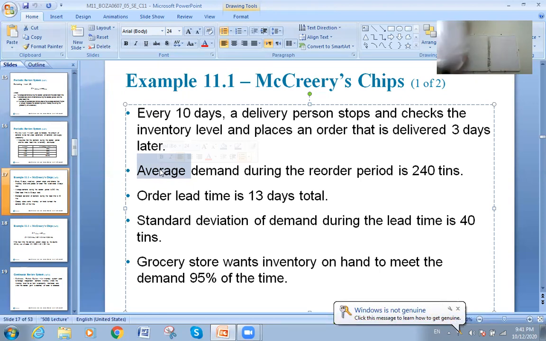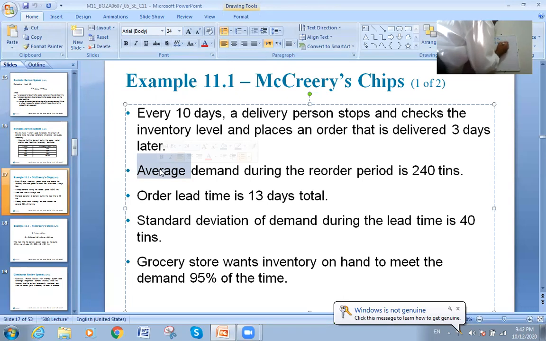So he stops and checks the inventory level every 10 days. So n here will be 10. But we don't need this for the moment. N equals 10. We don't need it now, but we need it after this. Average will be the mu. Mu will be the average.